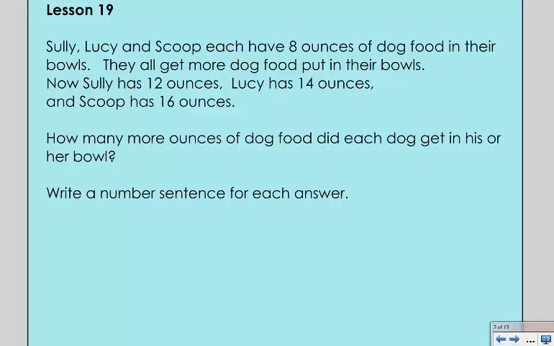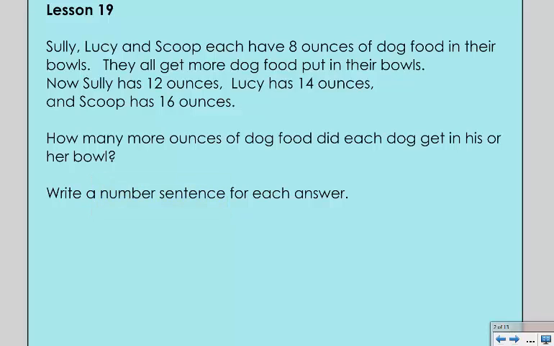Please read carefully for important information. Sully, Lucy, and Scoop each have 8 ounces of dog food in their bowls. They all get more dog food put into their bowls. Now Sully has 12 ounces, Lucy has 14 ounces, and Scoop has 16 ounces. How many more ounces of dog food did each dog get in his or her bowl? Write a number sentence for each answer.